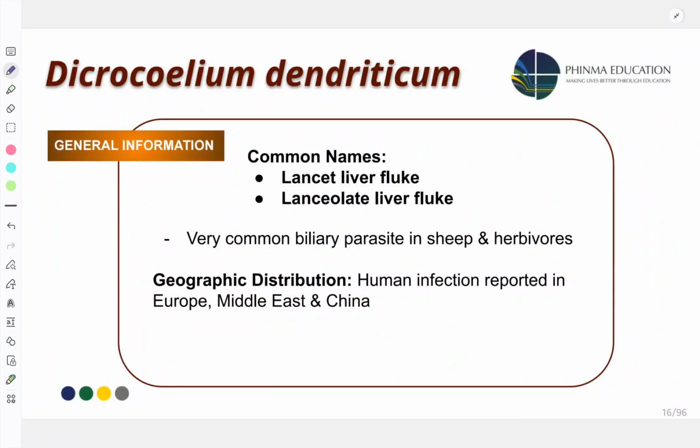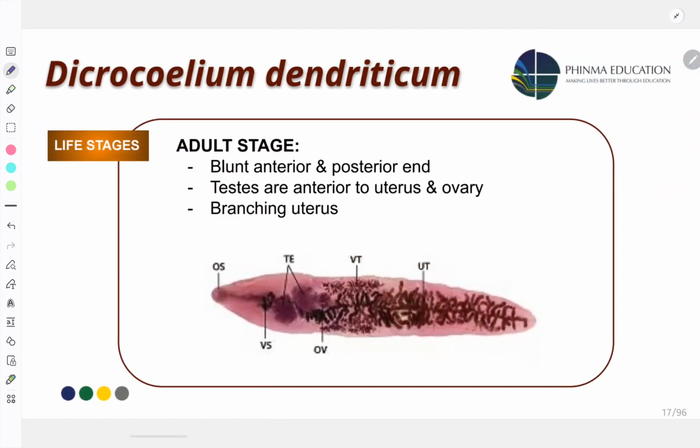Next is our Dicrocoelium dendriticum. Its common name is your lancet liver fluke or your lanceolate liver fluke. So it is a very common biliary parasite in sheep and herbivores. So humans are accidental hosts lang, no? Mas common jud siya. Ang commonly ma-infect ani is your sheep and other herbivores. So human infection are reported in Europe, Middle East, and in China.